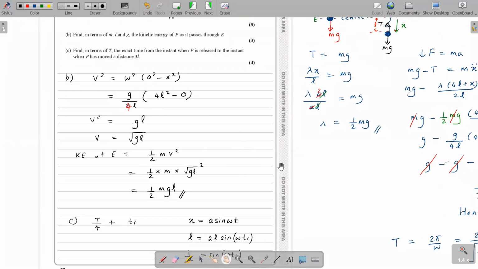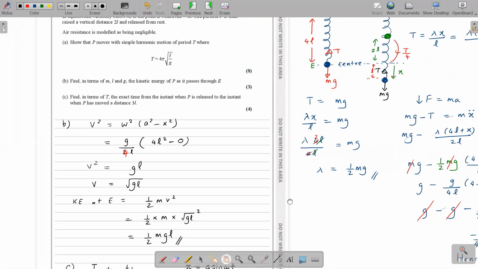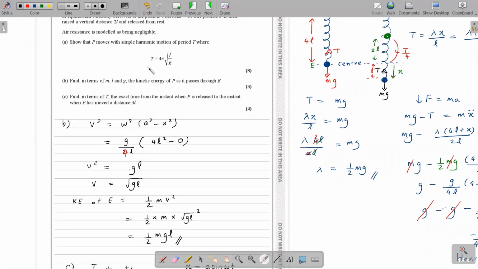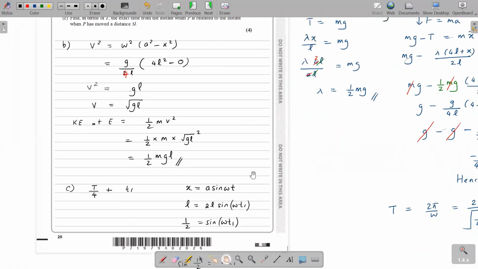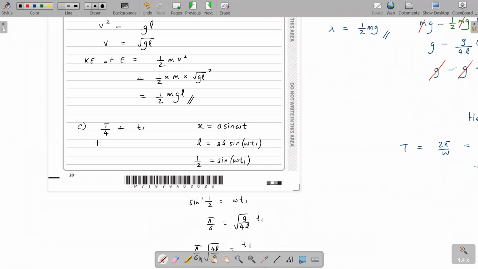However, bear in mind, we need to give our answer in terms of capital T. So I get here capital T over 4, which is anyway there, plus T1, which was how much? Pi over 6 times root 4L over g. I can take the 4 out of the root, and it comes as 2. 2 over 6 is 1 over 3 pi times root L over g.